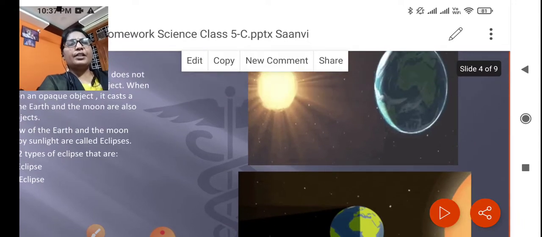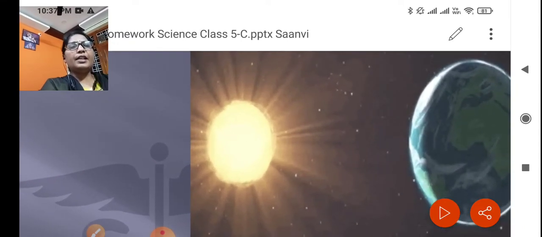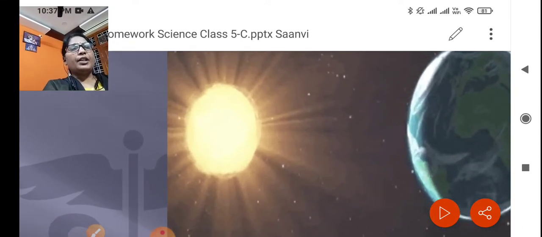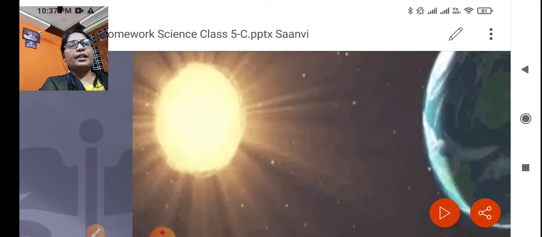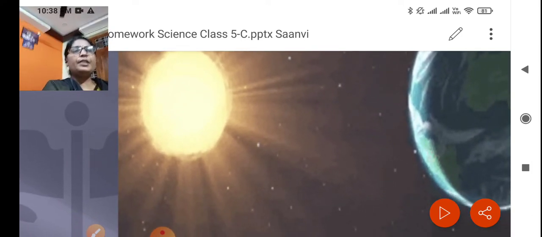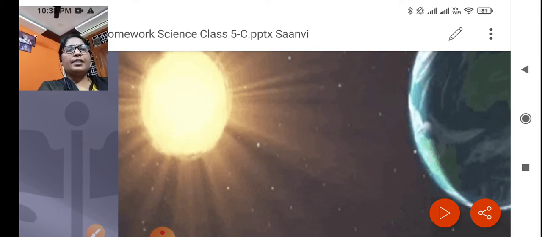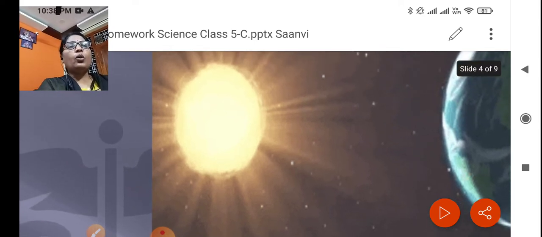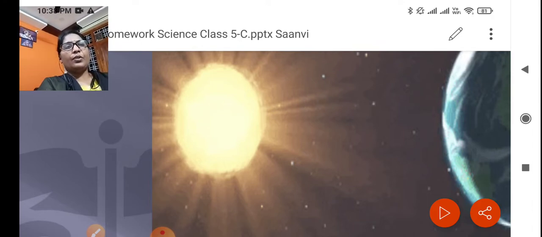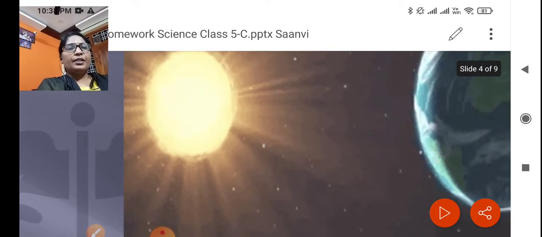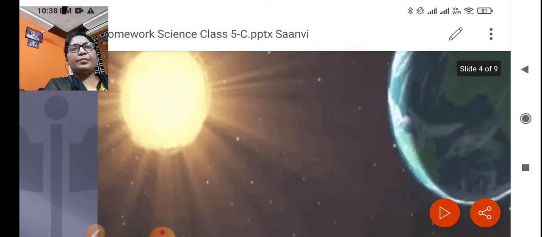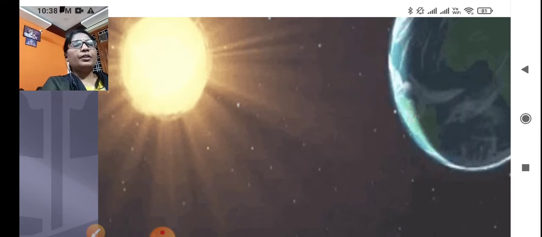Here you can see in the picture very clearly what is actually needed when an eclipse occurs. Compulsorily, the earth, sun and the moon, all these three should be in a straight line, then only an eclipse is formed. Two types of eclipses can form. One is the lunar eclipse and the other is the solar eclipse.